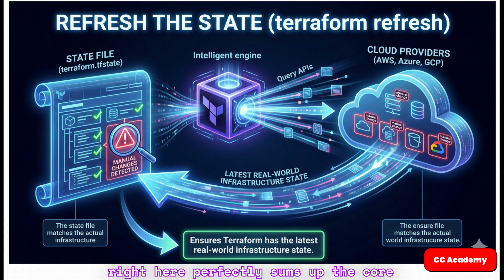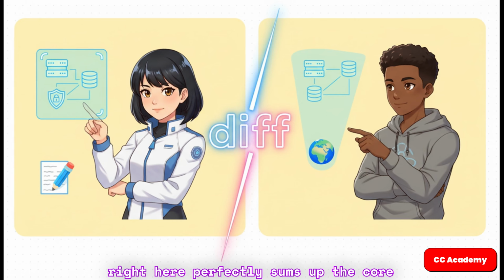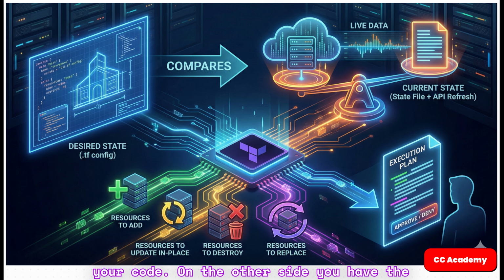And this slide right here perfectly sums up the core logic of Terraform Apply. It's a simple but powerful comparison. On one side, you have the desired state. That's your code. On the other side, you have the current state. That's the state file, fresh from its reality check. The difference between the two? Well, that's the work that needs to be done.